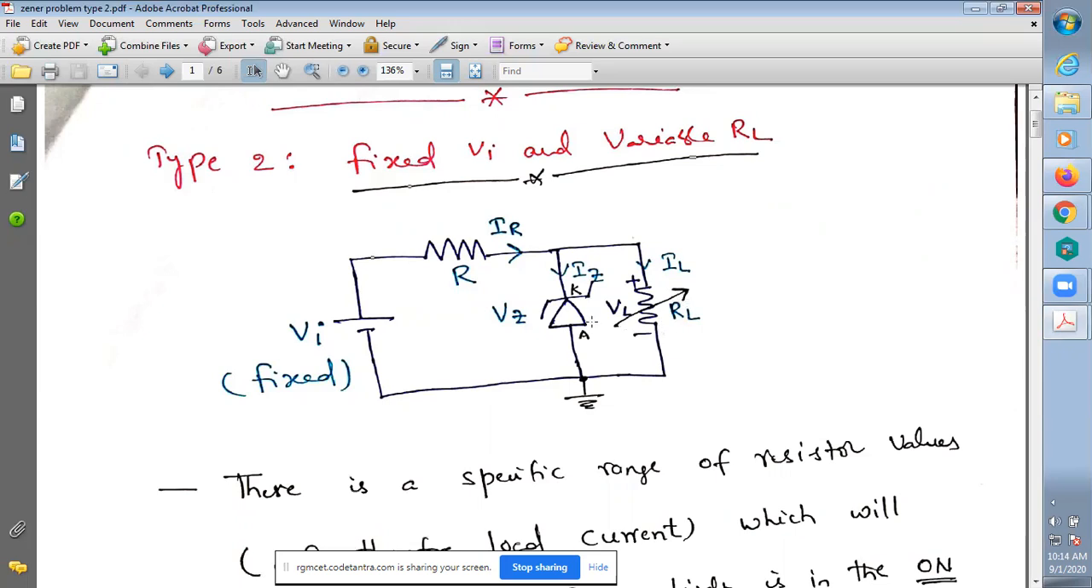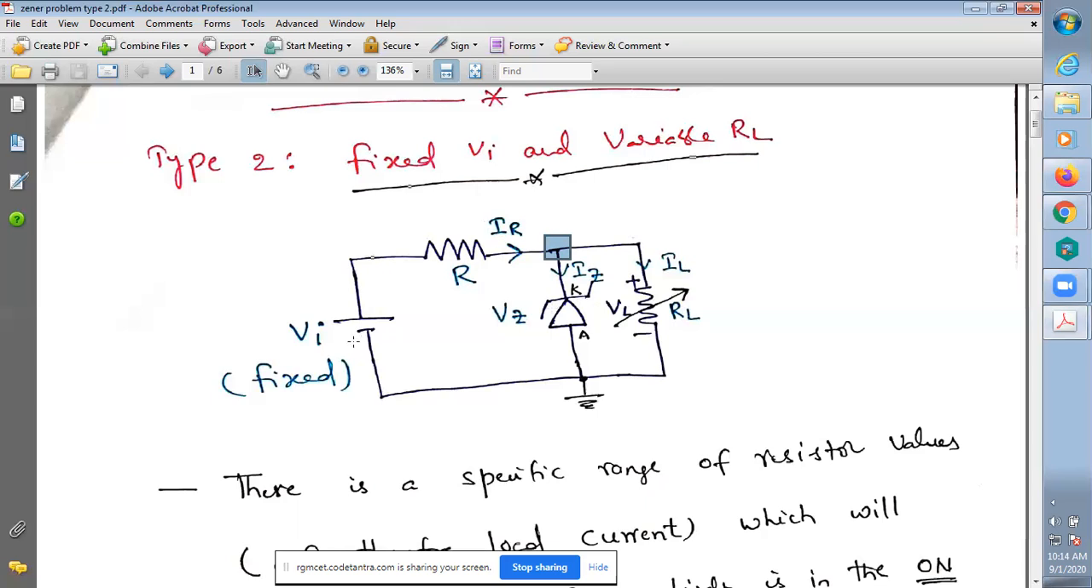Now observe here. Once the Zener diode enters into the on state, what is the voltage? The voltage Vz is fixed. Here Vz is fixed and Vi is also fixed. What about Vr across this resistor? It is also fixed. Remember this one.